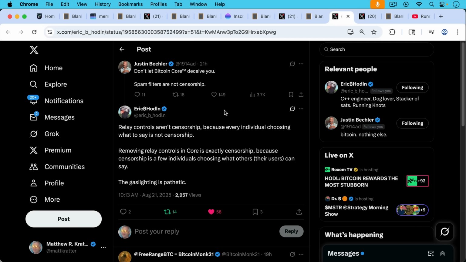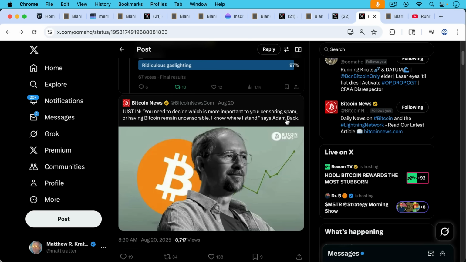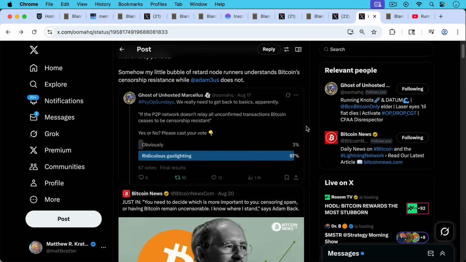What is censorship? Removing relay controls in Bitcoin Core software is exactly censorship, because censorship is a few individuals choosing what others, their users, can say. The gaslighting is pathetic. And when Adam Back says something like this, I don't know if this is an exact quote, I couldn't find it on Twitter or in this article, but he's being quoted as saying, you need to decide which is more important to you, censoring spam or having Bitcoin remain uncensorable. I know where I stand, says Adam Back.